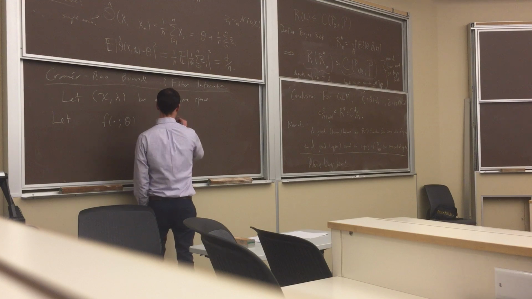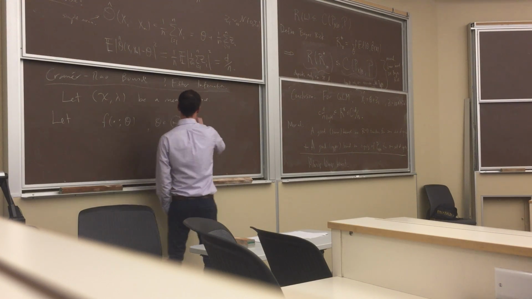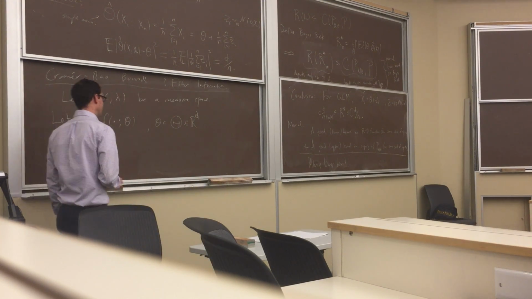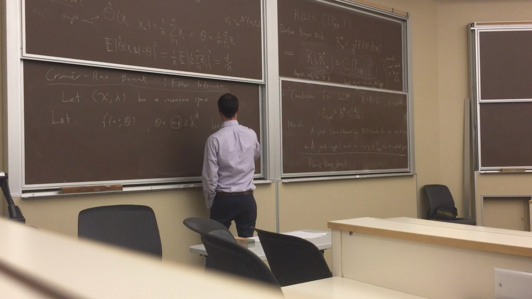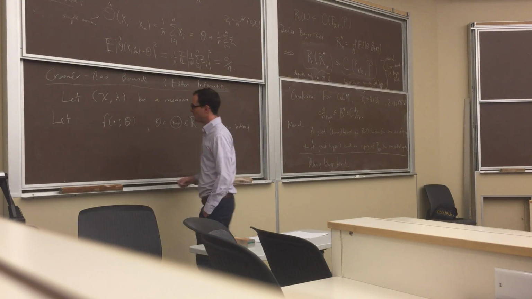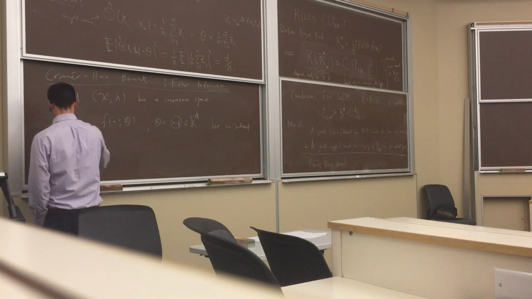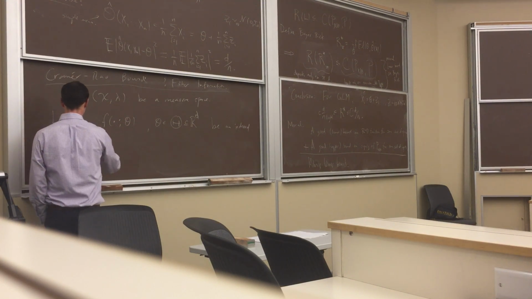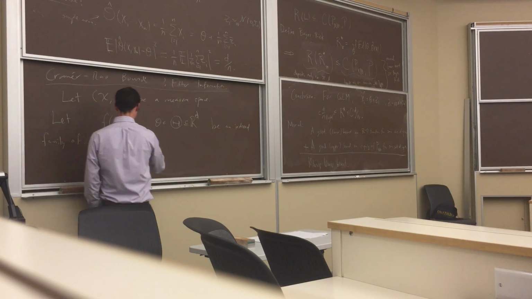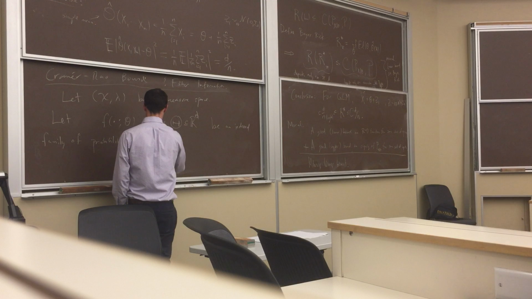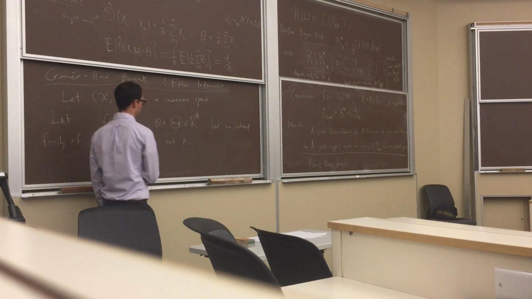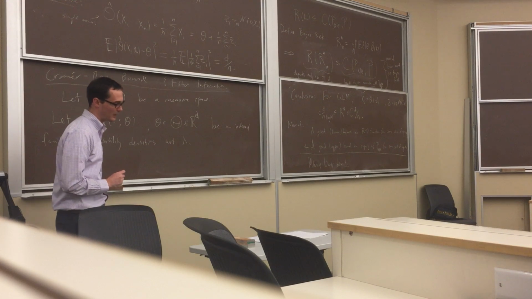Theta in some set Theta, a subset of R^d. Okay? We have an indexed family of probability densities with respect to the measure lambda. It sounds complicated, okay? It's not.